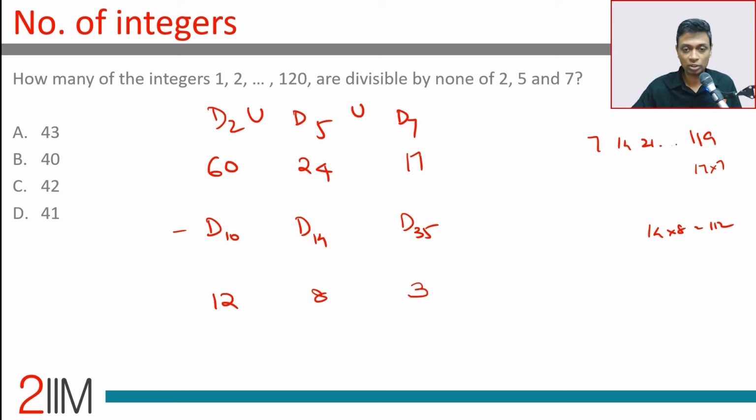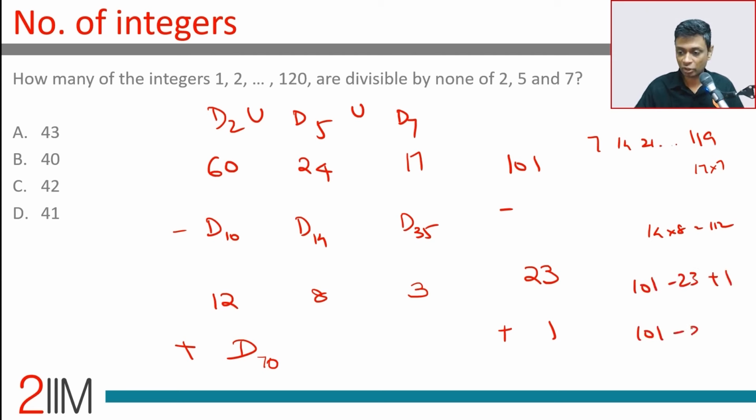35, 70, 105. 3 numbers. 60 plus 24 is 84. 84 plus 17 is 101. 12 plus 8 is 20. 20 plus 3 is 23. From 101, we'll subtract 23. We need to add the intersection of D2, D5 and D7: the number of multiples of 2, 5 and 7, or numbers divisible by 70. It's exactly one number. We subtract this and add this. 101 minus 23 plus 1.